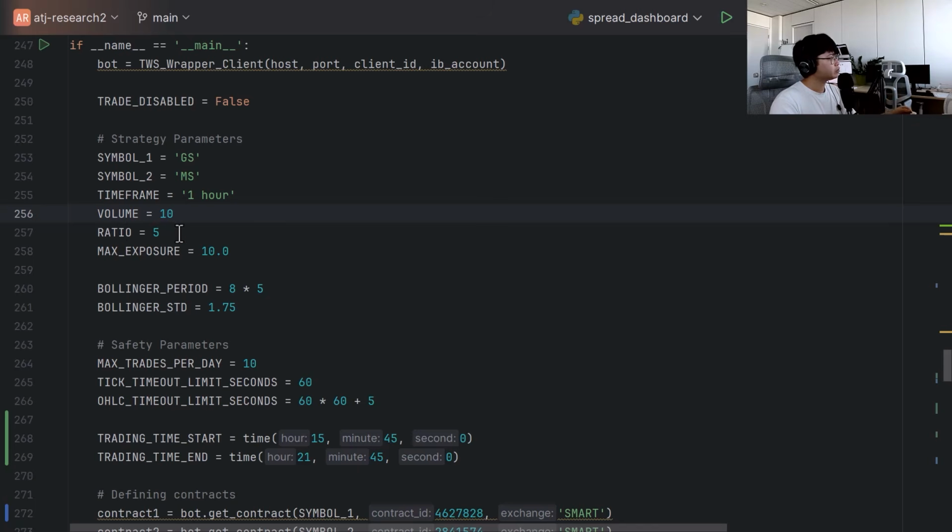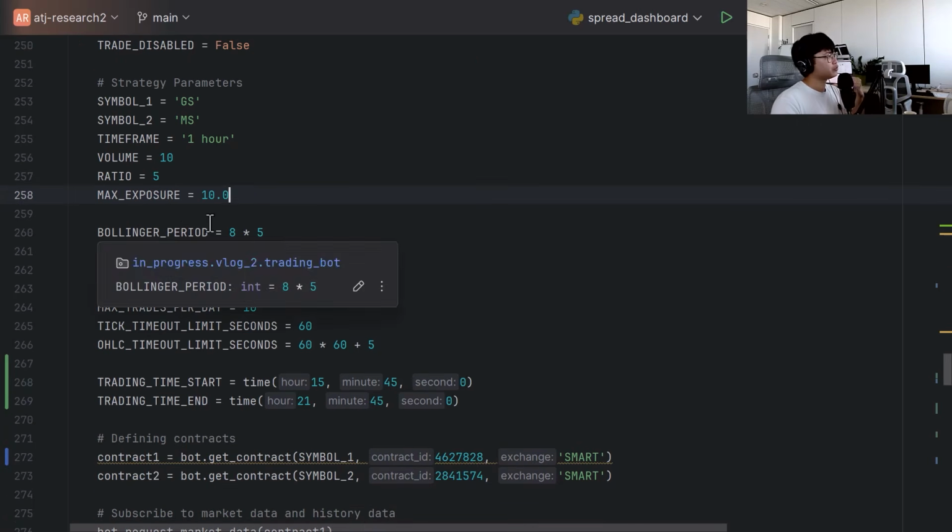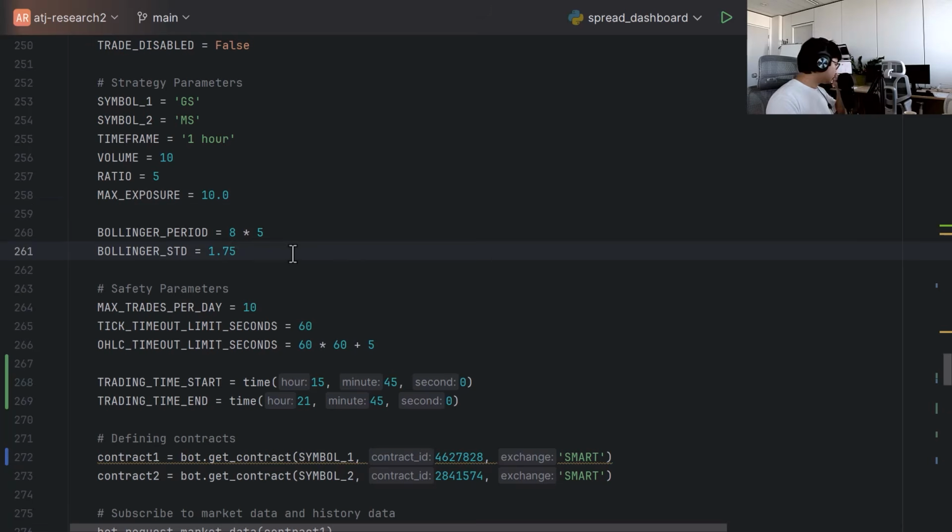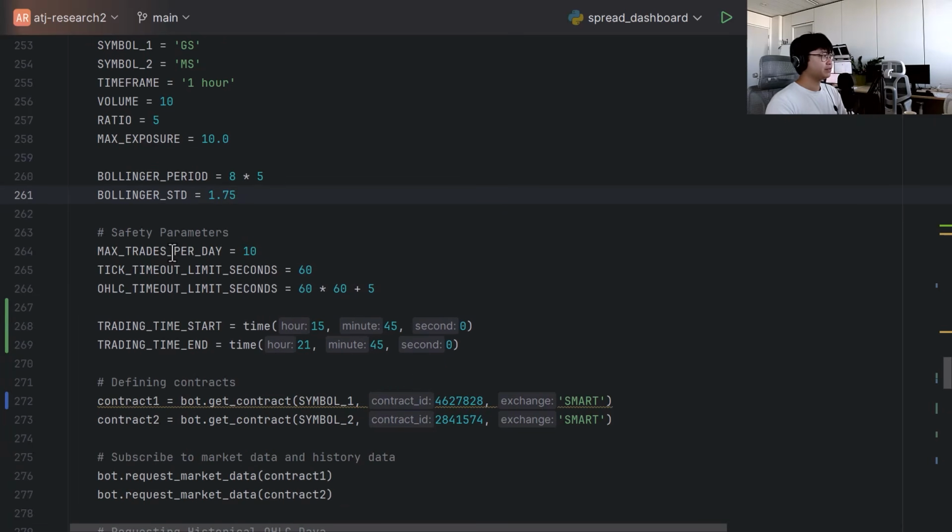Here I define the ratio. So the ratio is 5. So again, for every 10 stocks of GS, we're selling 10 times 5 of MS. And here I can also define the maximum exposure. So I don't want my trading bot to open more trades than the exposure allows. Then in this section, we define the Bollinger period and the standard deviation. Here I define the safety check parameters, which is maximum trades per day, the tick timeout, and the OHLC timeout.